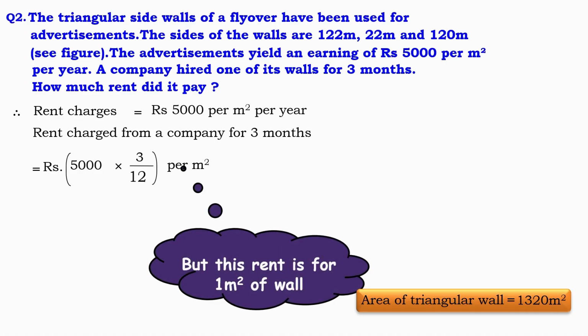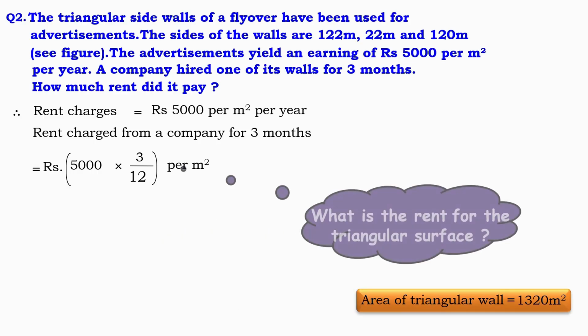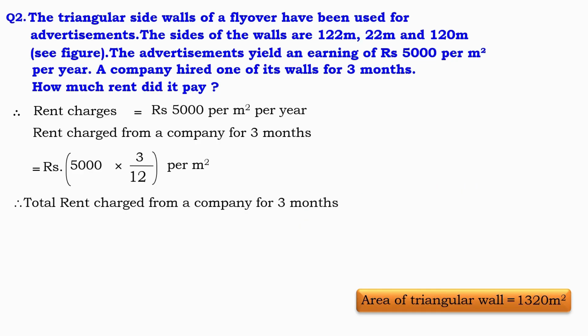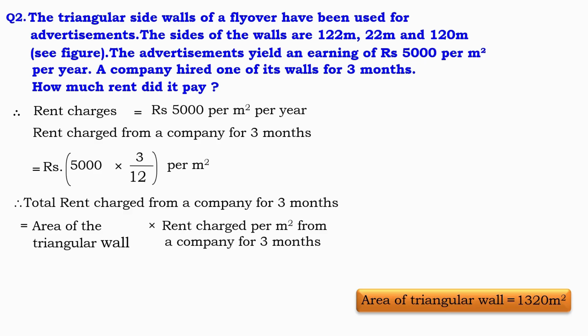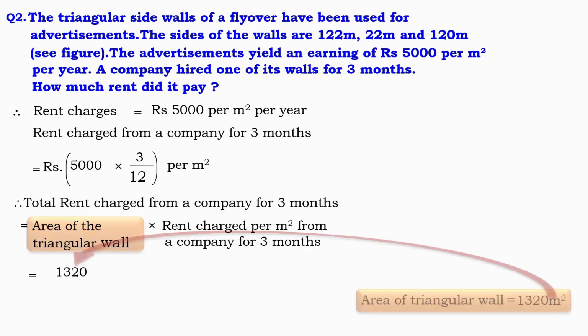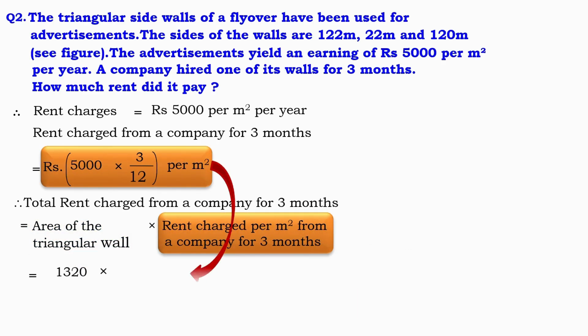Now, as I told you, this rent is for 1 meter square of wall. Now, what is the rent for the triangular surface? So the total rent charged for a company for 3 months will be equal to the area of the triangular wall multiplied by the rent charged per meter square from a company for 3 months. So the area of the triangle we know, that is equal to 1320 multiplied by 5,000 into 3 by 12.